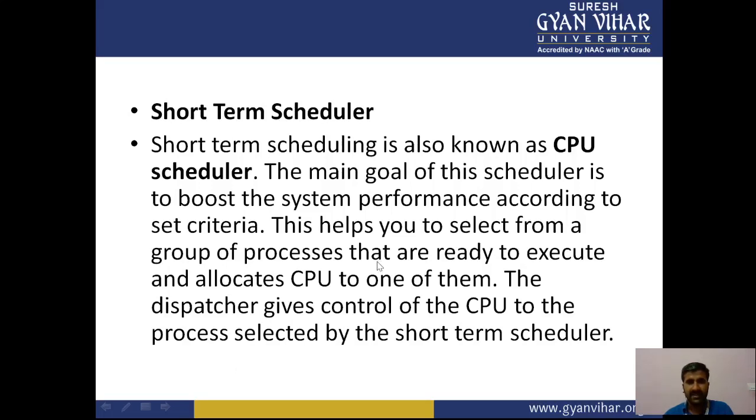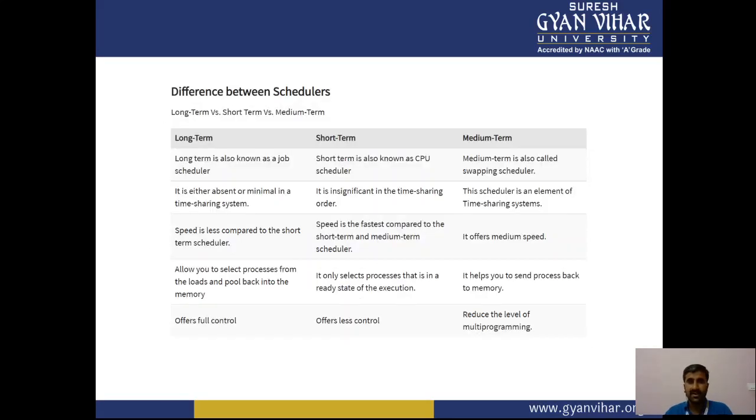The main goal of this scheduler is to boost the system performance according to the set of criteria. This helps you to select from the group of processes that are ready to execute and allocate CPU to one of them. The dispatcher gives control of the CPU to the process selected by the short-term scheduler. If we differentiate between them: long-term is also known as the job scheduler, while short-term is also known as the CPU scheduler, and medium-term is also called the swapping scheduler.